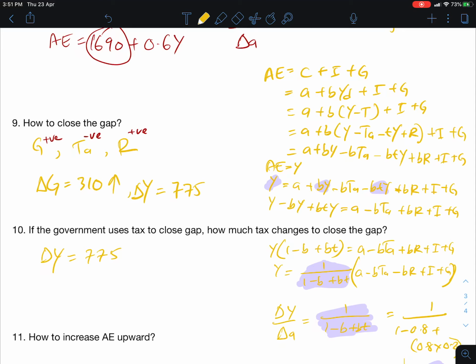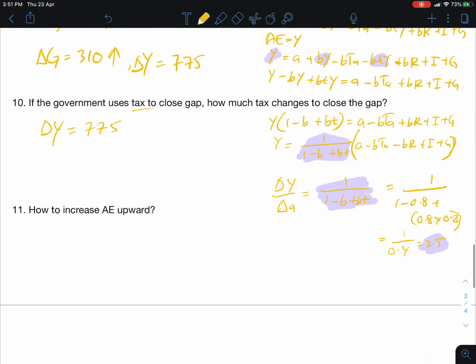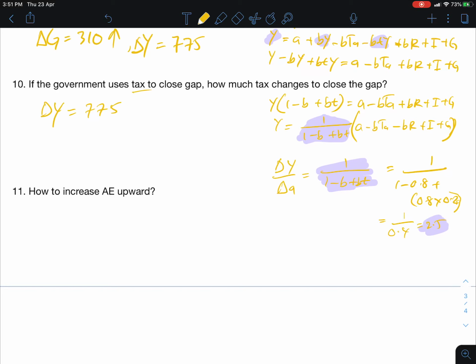So untuk guna tax, kita kena guna tax multiplier. Okay, kita go back to yang tadi tu. So perubahan Y divided by perubahan autonomous tax is simply minus B divided by minus B plus BT. The denominator is the same, it's 0.4, but the B is 0.8. That means the multiplier is equal to minus 2.